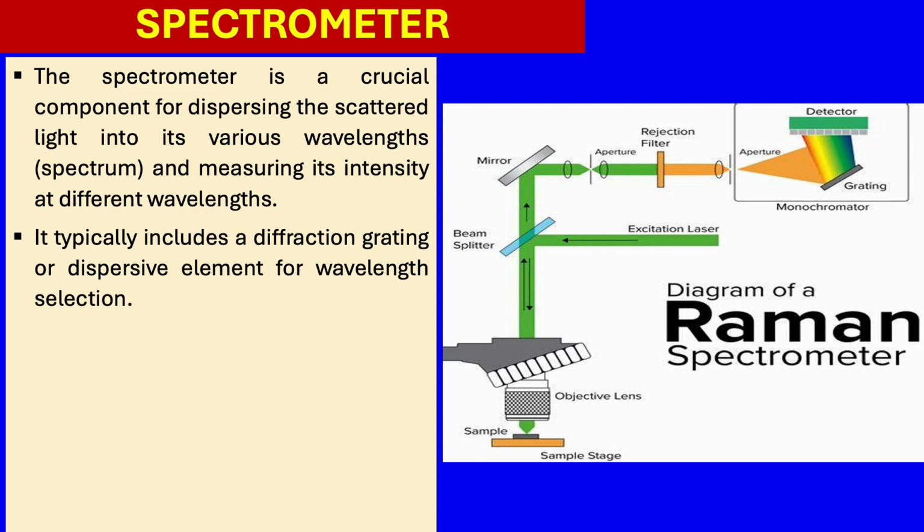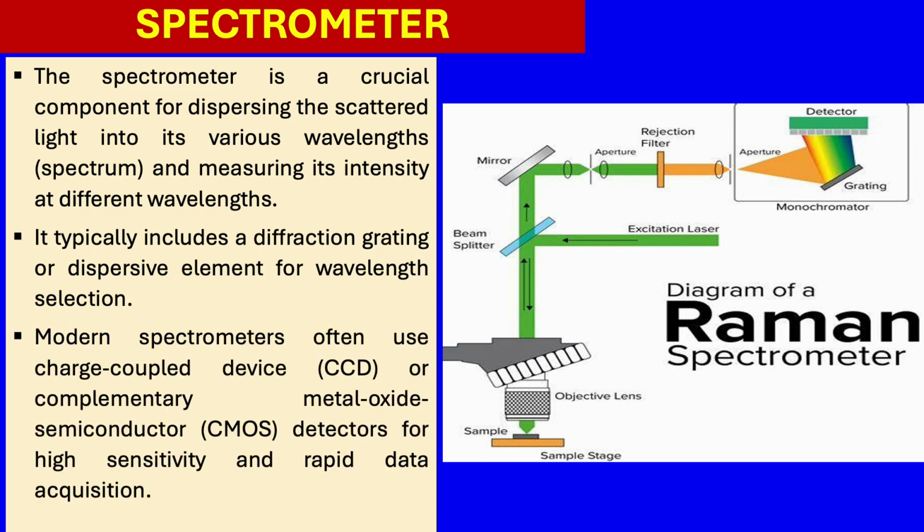It is typically included as a diffraction grating or the dispersive element for wavelength selection. Modern spectrometers often use a CCD, or charge coupled device, or a complementary metal oxide semiconductor, CMOS, detector for high sensitivity and rapid data acquisition.